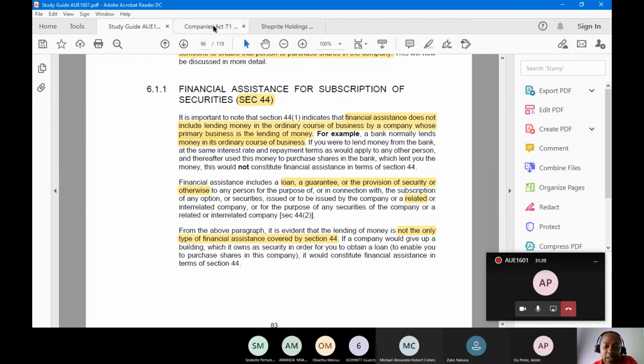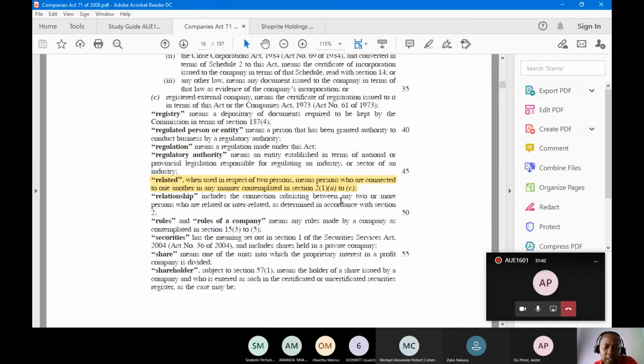And let us go to the Companies Act and look at what the word related means. So under the descriptions or the narrations of words used in the Companies Act.